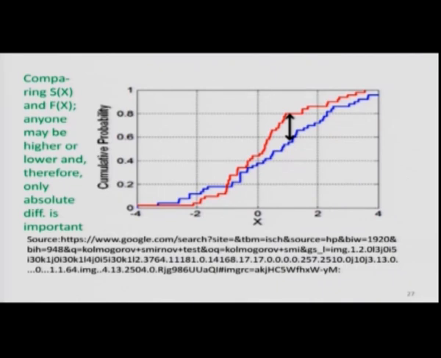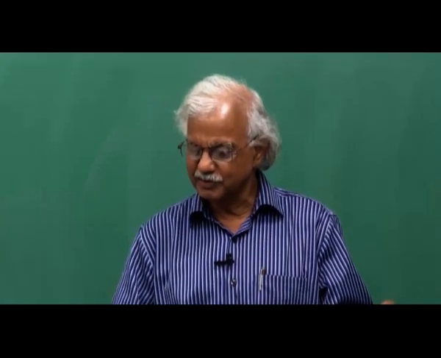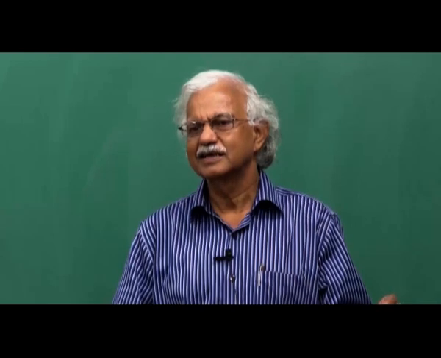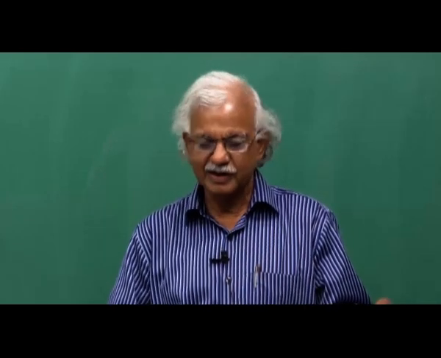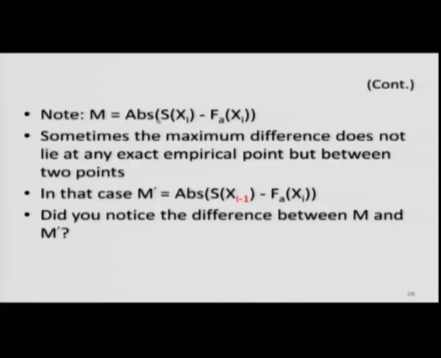In this way, we can check whether normal distribution fits or not. Actually, we can also check whether any other distribution fits or not. We have to calculate theoretical frequencies, then cumulative distribution, and then relative cumulative distribution. And note that m is absolute, means plus minus is not important. S may be more than capital F or capital F may be more than capital S, so the difference may be positive or negative. We do not go into that positive negative part, we only look at the absolute difference without considering plus minus sign.